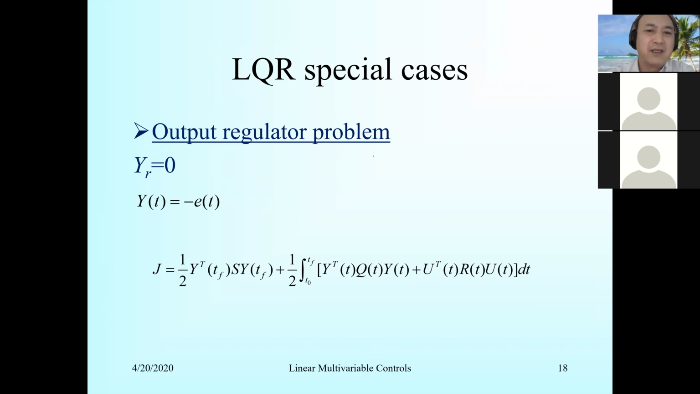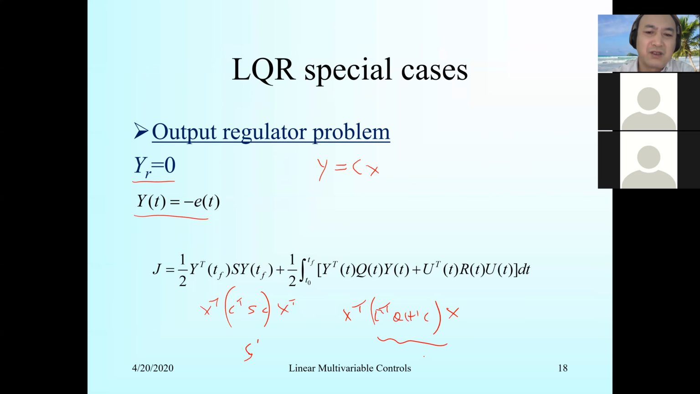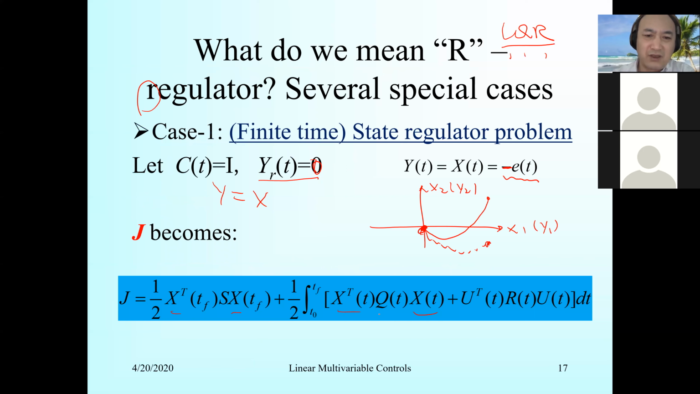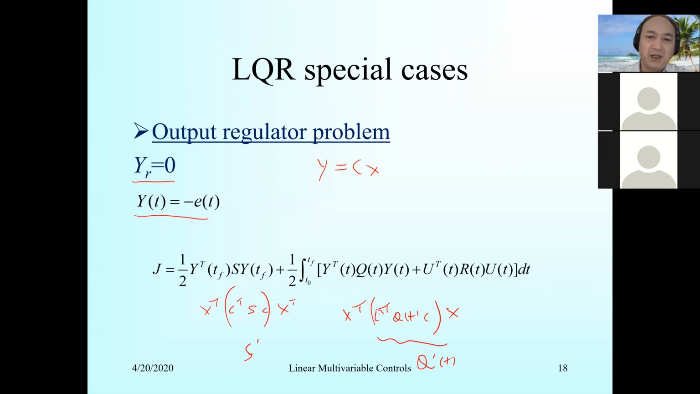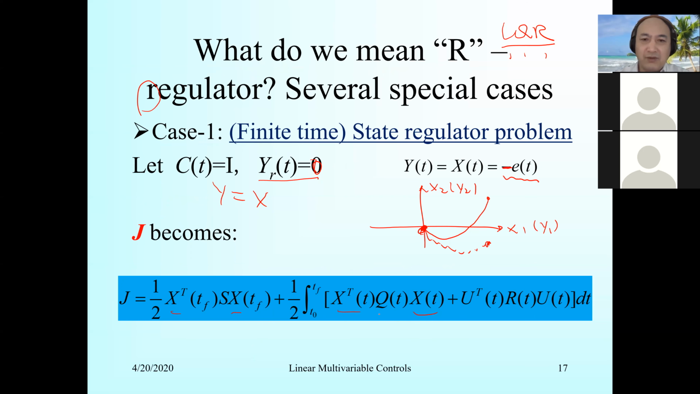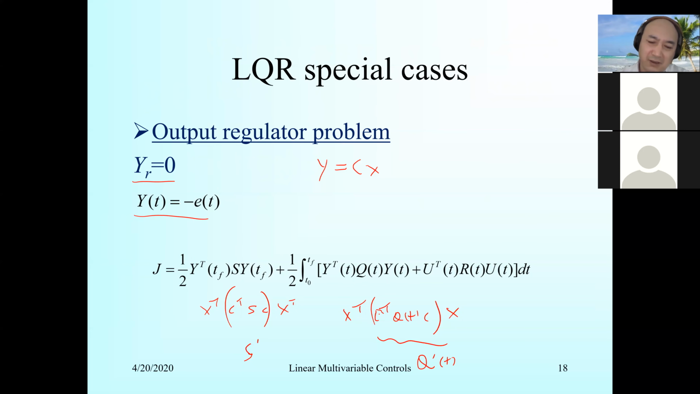So what do we have? We have y, r is still zero, this is not x, so I have Cx, this is y. Therefore, you have x transpose, C transpose, S, C, x. You can write this as another x, S prime. You do the same thing: x transpose, C transpose, Q, C, then x, so it's the same thing. You treat this as a Q prime. Then you have something similar to this form, all right? I hope you agree with me that output regulation and full state regulation problems are equivalent in this case. That's another beautiful side of the LQR, okay? That's why we don't have to say output or state regulation.